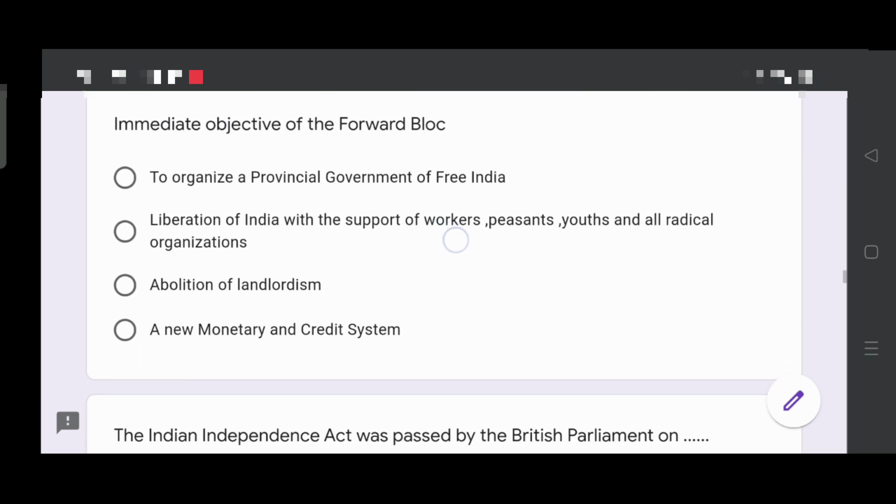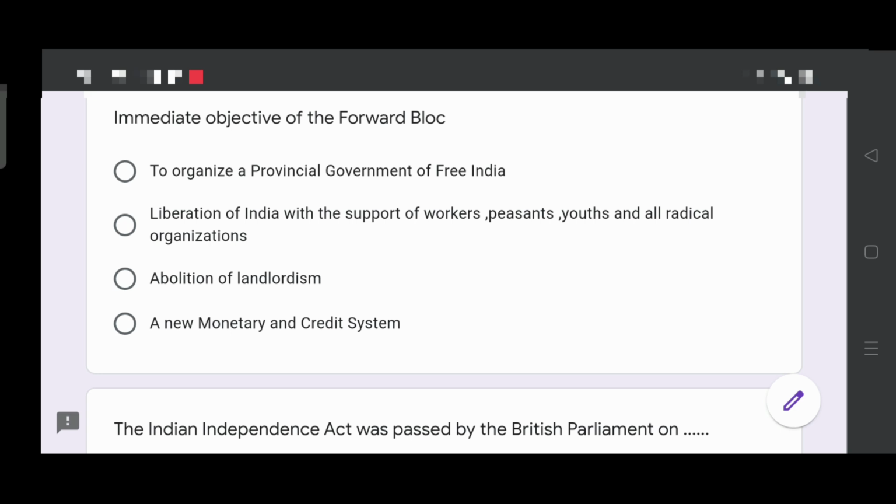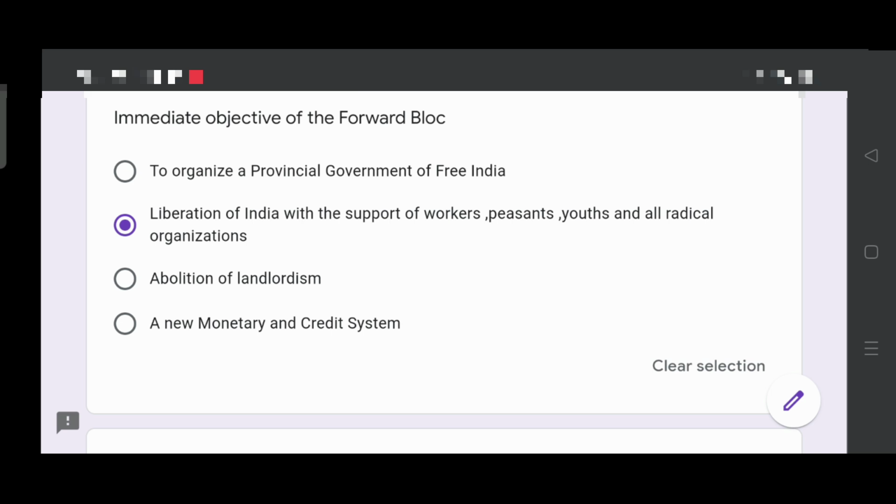Immediate objective of the Forward Bloc. What is the immediate objective of the Forward Bloc? To organize a provisional government of free India, liberation of India with the support of workers, peasants, youths and all radical organizations, abolition of landlordism, a new monetary and credit system. Learn the objectives of the Forward Bloc. The immediate objective of the Forward Bloc is liberation of India with the support of workers, peasants, youths and all radical organizations.